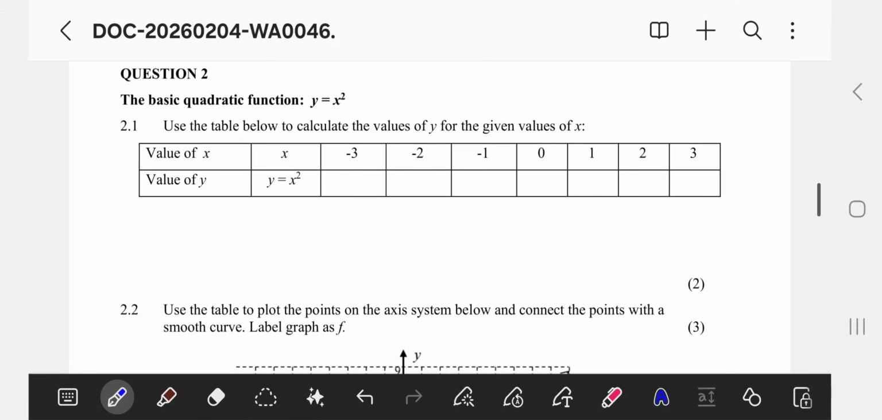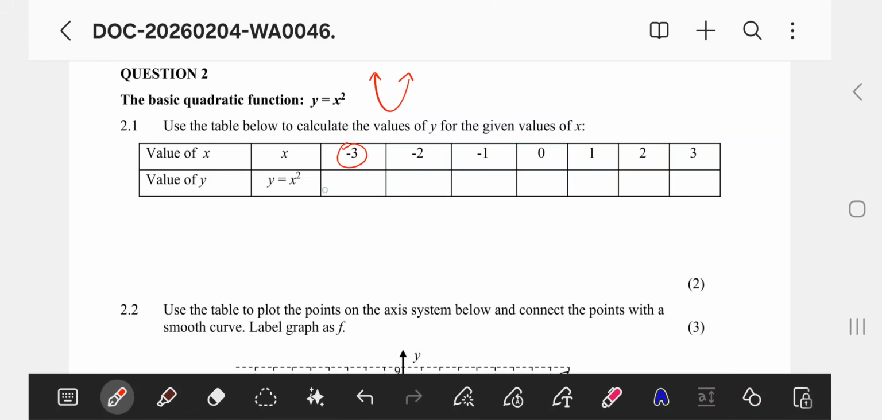Question 2 is now based on the basic quadratic function, the basic quadratic function being y is equal to x squared. Now, we know that is a parabola, and if we look at the shape, it is like the smiley face parabola. 2.1 says, use the table below to calculate the values of y for the given values of x.